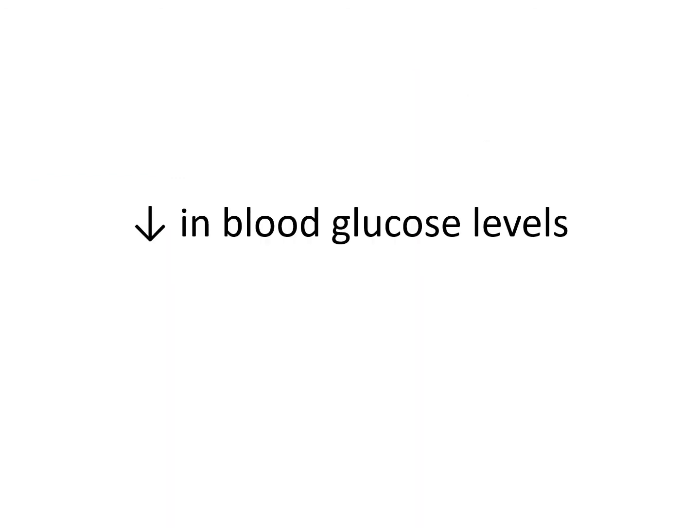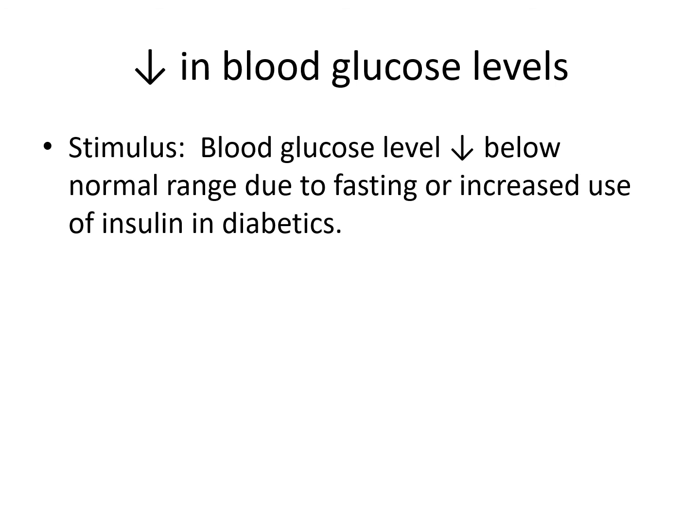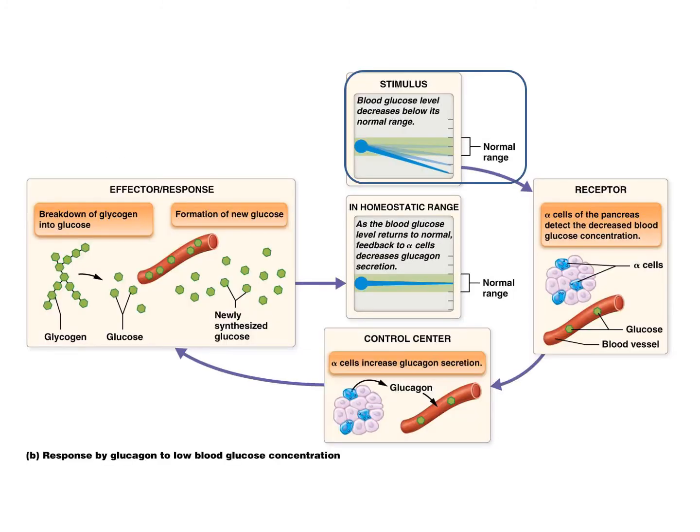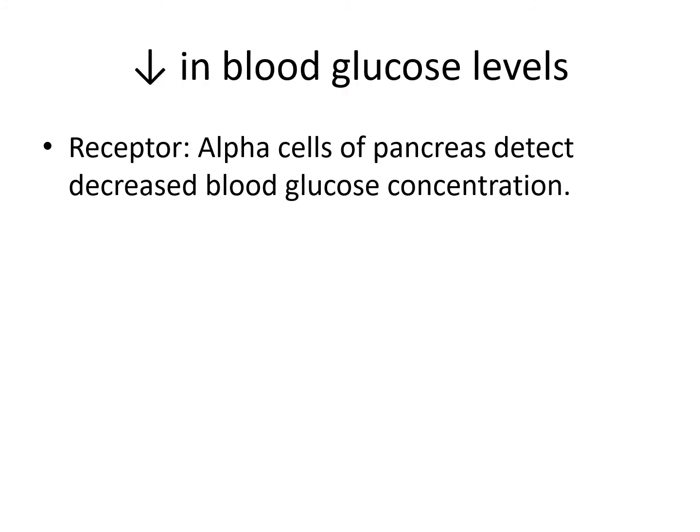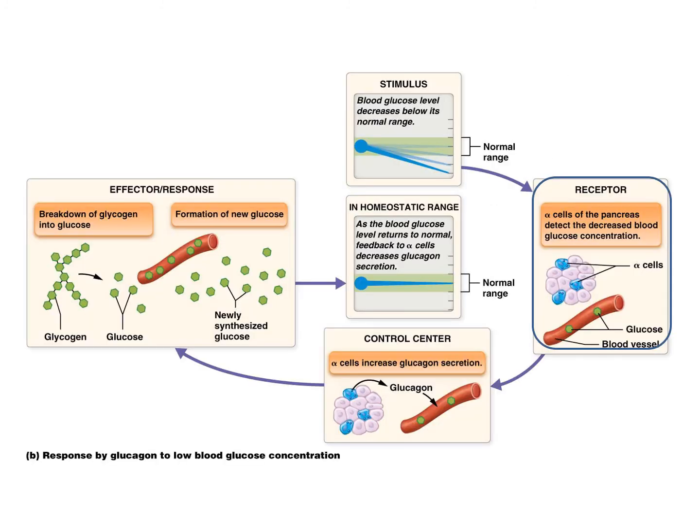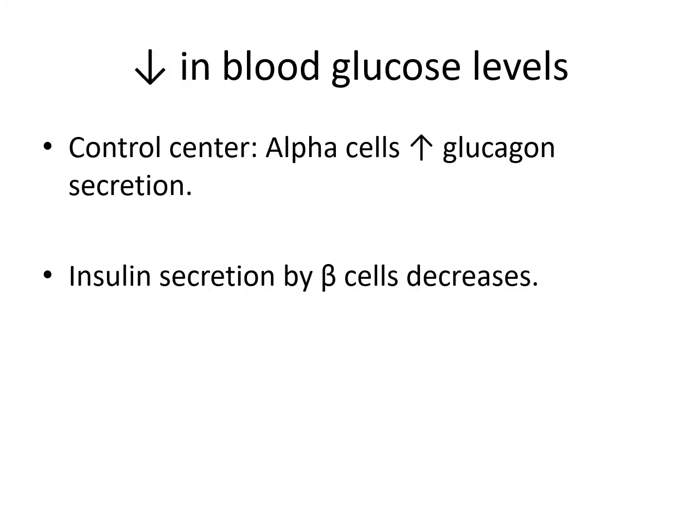What if there's a decrease in blood glucose levels? A decrease in blood glucose levels below the normal range, due to fasting or increased use of insulin in diabetics, will bring the blood glucose level down. Here, the receptors are alpha cells of the pancreas, which will detect the decreased blood glucose concentration. The control center is also the alpha cells, which will increase glucagon secretion, and at the same time, insulin secretion by beta cells decreases.